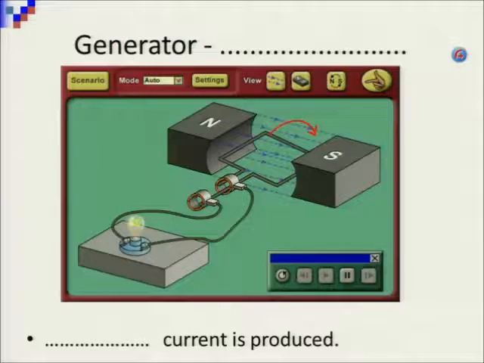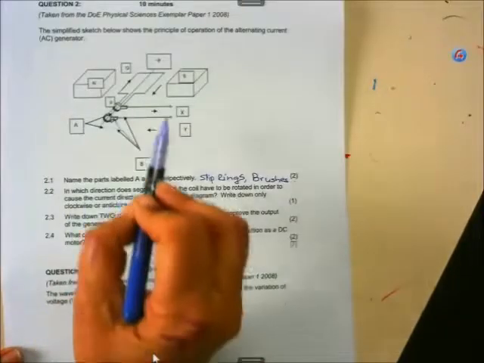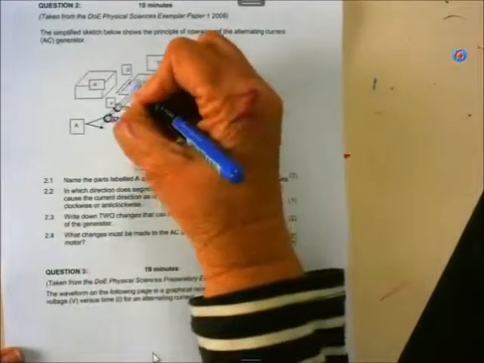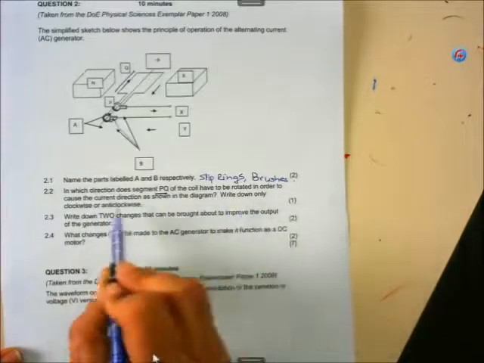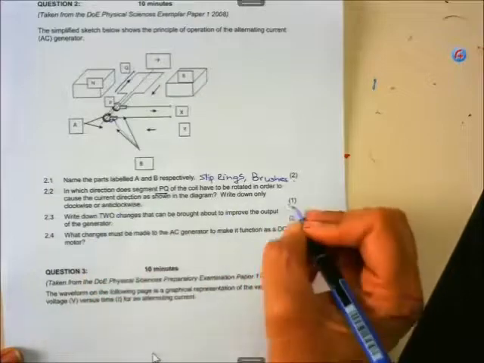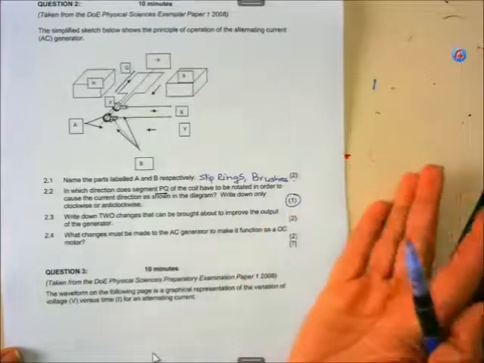Right, now the next question says to me, in which direction does segment PQ of the coil have to be rotated in order to cause the current direction as shown in the diagram? Right, let's just quickly go back. In which direction does segment PQ, so let's quickly look, here's PQ, have to rotate in order to cause the current direction as shown in the diagram? Write down only clockwise or anti-clockwise. And once again, can you see what I've said all along here, Matrix? We're looking at one mark.